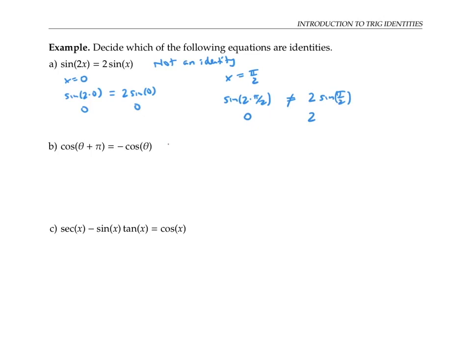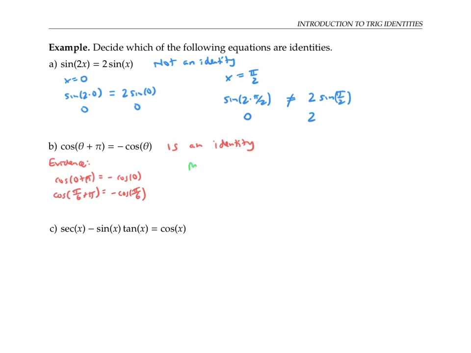The second equation is an identity. You can build some evidence for this by plugging in numbers. For example, cosine of 0 plus pi, which is negative 1, is the same thing as negative cosine of 0. You can also check, for example, that cosine of pi over 6 plus pi is the same thing as negative cosine of pi over 6. But even if we check a zillion examples, that's just evidence. It's not a proof that the identity holds. We could have just gotten lucky with the values we picked.